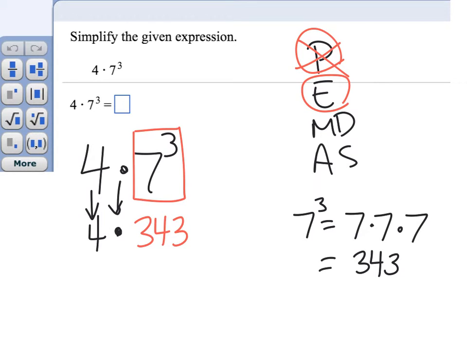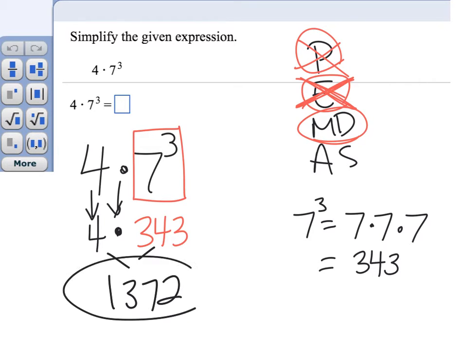So we're done with our exponents. Woohoo! And now we've got our multiplication and division. Do we have any? Yep, right here. And this means 4 times 343. So we're going to times by 4, and that gives you 1,372. And that's our final answer because we're done with the multiplication and division. We have no addition or subtraction, so we're done.